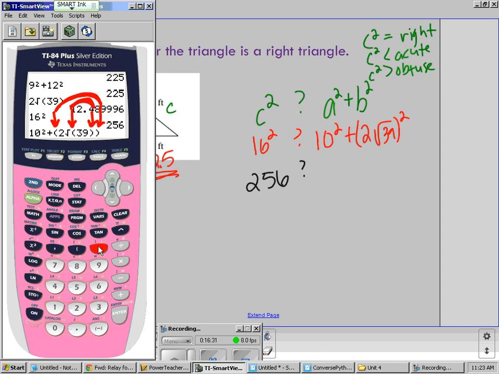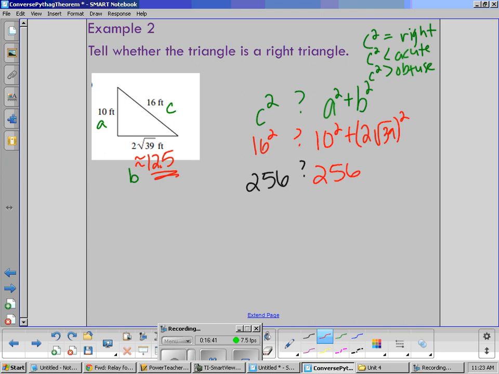And then you square it. Press enter. You should get 256. So 256 has what relationship with 256? They're equal. So I have a right triangle.